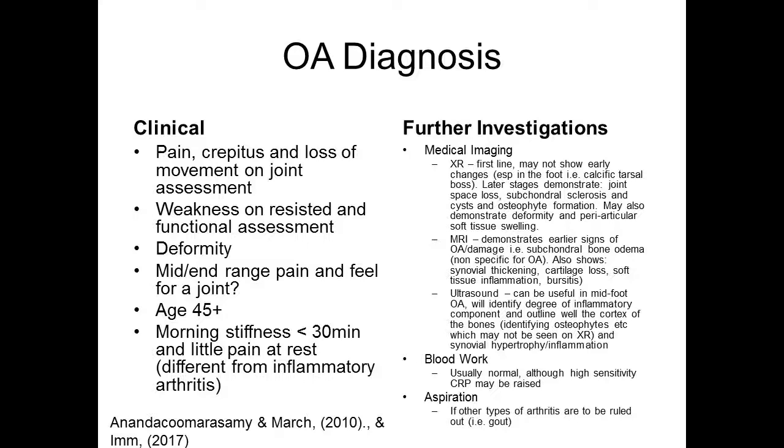Later stages we would expect things like joint space loss, subchondral sclerosis and cysts, and osteophyte formation as the repair process tries to heal what's going on but is unsuccessful at doing so, and may also demonstrate deformity and periarticular soft tissue swelling. Other options include MRI, which will demonstrate pathological changes of osteoarthritis certainly earlier than other imaging options. It will demonstrate earlier signs of subchondral bone edema, which isn't specific for osteoarthritis but can present. It also shows synovial thickening, cartilage loss, soft tissue inflammation and bursitis, so it will highlight some of the extra-articular features of this pathology as well.